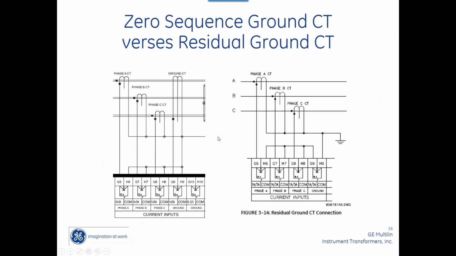I want to talk about zero sequence real quickly here, because it's the only good place I had to put this slide in. When we get into protective relays, there's 2 types of connections you can make. The best kind of connection is a zero sequence CT. So in this case, this CT goes around all 3 conductors.